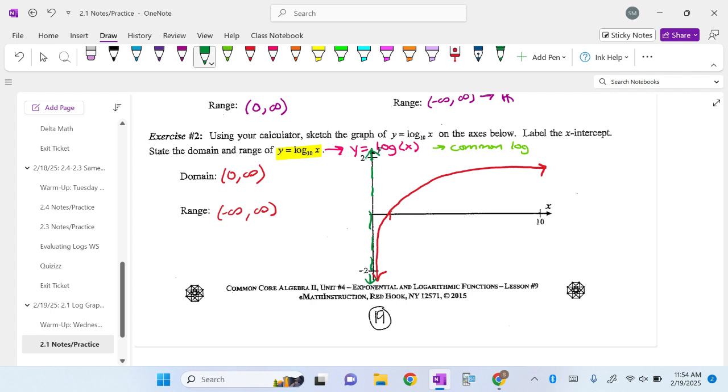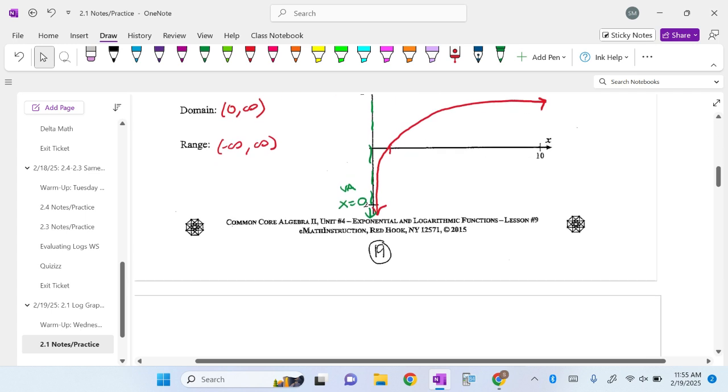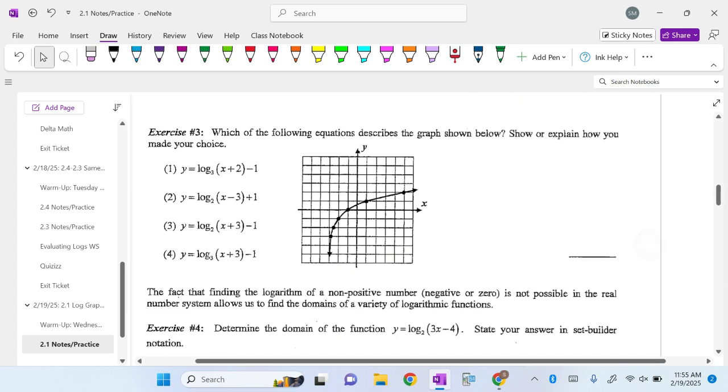And again, the way you figure out whether it's vertical or horizontal, vertical affects the x values, horizontal affects the y values. All right. So if the y values are being affected or the range, it's a horizontal. If the x values are being affected or the domain, it's vertical. So I have a vertical asymptote at x equals 0 or just the y-axis. Any questions on that one? All right.